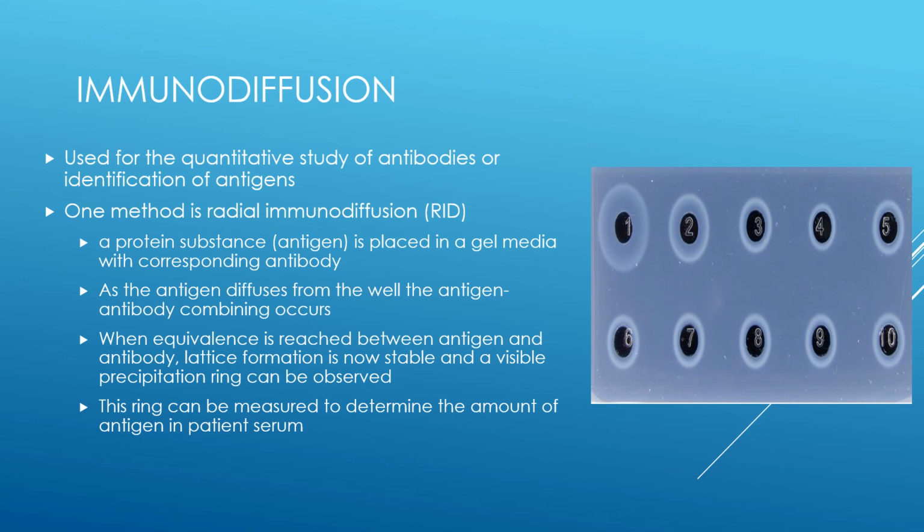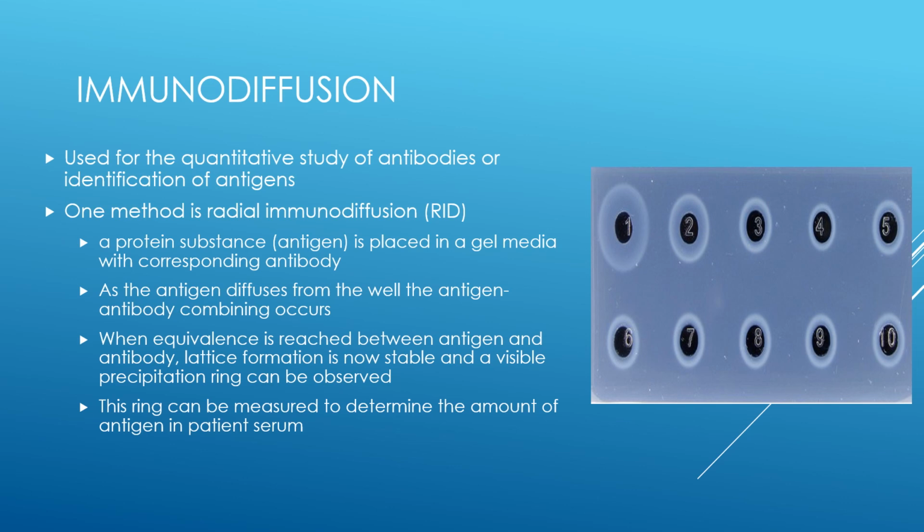Immunodiffusion is used for the quantitative study of antibodies or the identification of antibodies or proteins in serum. One method is called radial immunodiffusion, or RID. Here we have a protein substance or antigen that is placed in a gel media with corresponding antibody. As the antigen starts to diffuse from the well, the antigen-antibody combination starts to occur. When equivalence is reached between antigen and antibody, a lattice formation is now stable and a visible precipitation ring can be observed. The ring can be measured to determine the amount of antigen in patient serum.